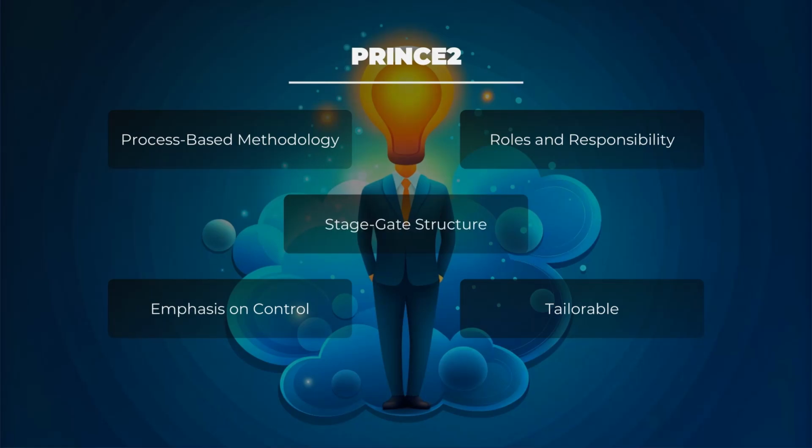In summary, the key characteristics of PRINCE2 are a process-based methodology with clearly defined roles and responsibilities, a strong emphasis on project control, tailored to the specific needs of the project, and a phased structure to effectively manage and monitor project progress.